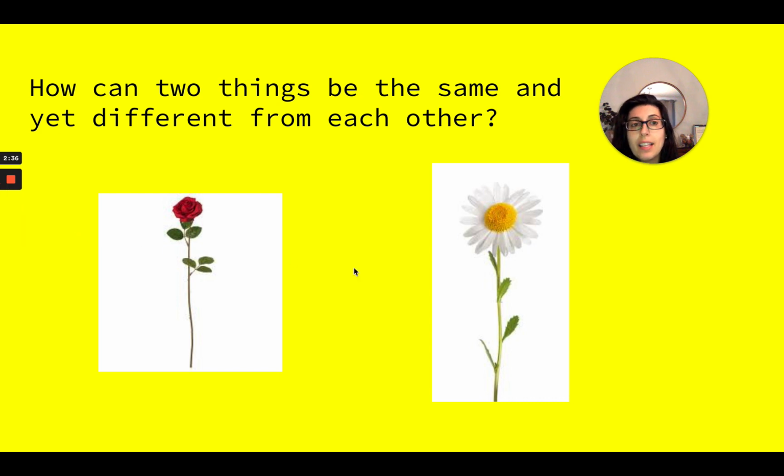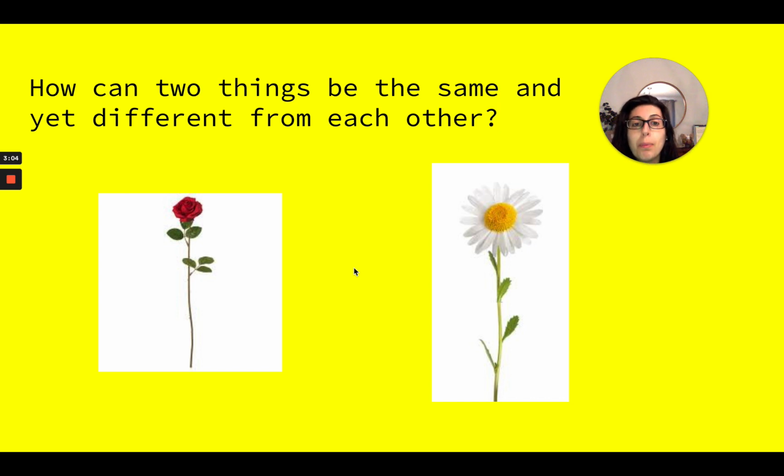So just like these flowers can be the same yet different, people can also be the same yet different. We share many things in common with each other, and then there are differences between us too. And it's all of those things that we share in common that help us to enjoy each other, but it's also those things that are different that help us to appreciate each other.